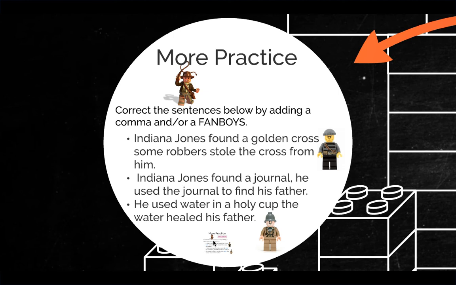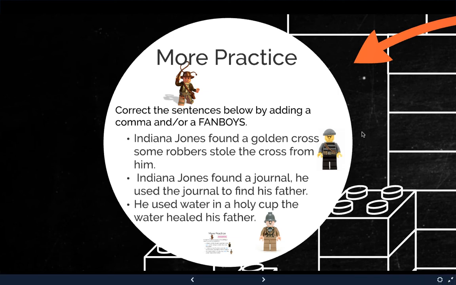Here are a few more examples you can try by yourself. I won't read them all, but you could pause the video and try to add a comma and fanboys where it is necessary. We can do the first one together. Indiana Jones found a golden cross. Some robbers stole the cross from him. This is our first independent clause. Indiana Jones found a golden cross. Then we need to add a comma and a fanboys. You could use one of the fanboys. I think the word but would make the most sense. Try to do the other two by yourself. Pause the video and try to answer those two.